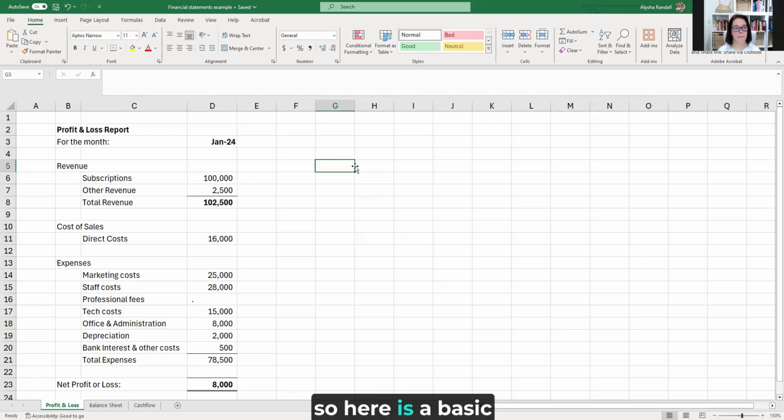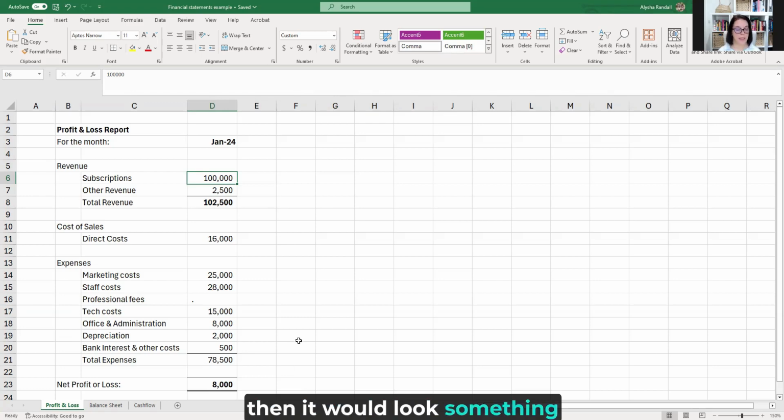Okay, so here is a basic profit and loss. This is quite similar to something that you would see through your general ledger. So if you haven't made any customizations, and you're just exporting a profit and loss statement from your general ledger, be it QuickBooks or Xero or what have you, then it would look something like this.